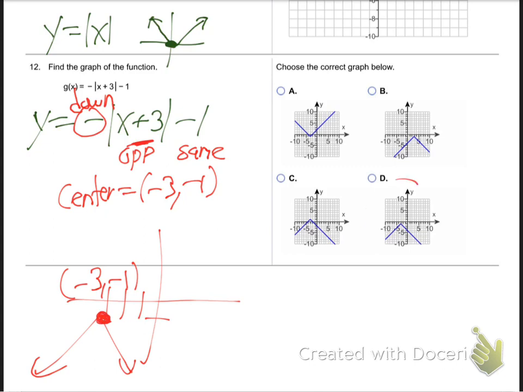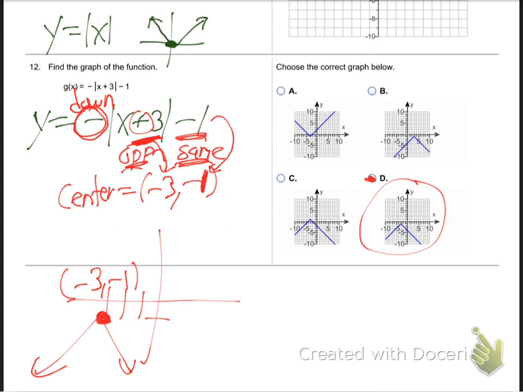Which graph looks like that? D is the one. So remember, whenever we have numbers in parentheses or absolute values, we do the opposite, and the number out here we do the same. Opposite of plus 3 becomes minus 3, same as minus 1. And then we get the center, and the negative right here means the V shape goes down instead of up.